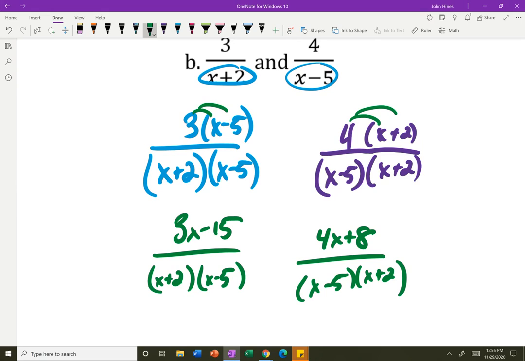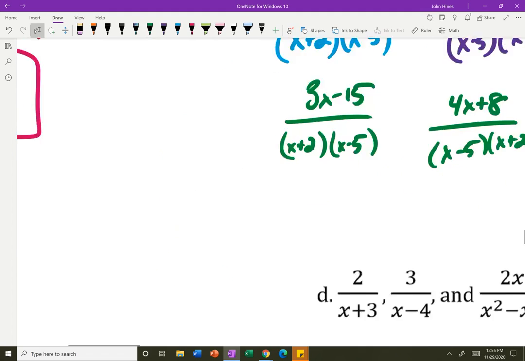But the key idea is sometimes you just flip-flop the factors. All right, I need an x minus 5. Let me put that on the top and bottom. I need an x plus 2. Let me put that on the top and bottom.